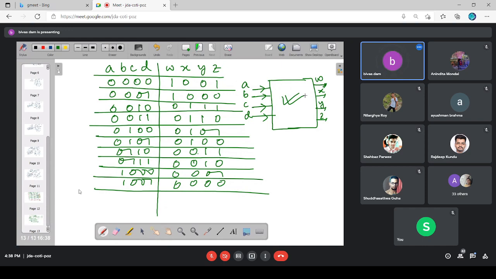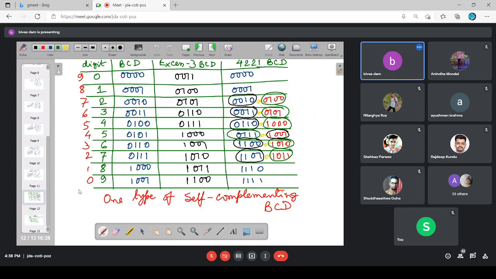But had it been excess-3 ABCD, in that case, my 0 was 0 0 1 1, and this ninth complement was 1 1 0 0. So what we have found is that just by simple bitwise complementation, I can come from one particular pattern to its corresponding ninth complement pattern. But that is not possible in normal BCD. For normal BCD, we need to design one particular complex circuit.